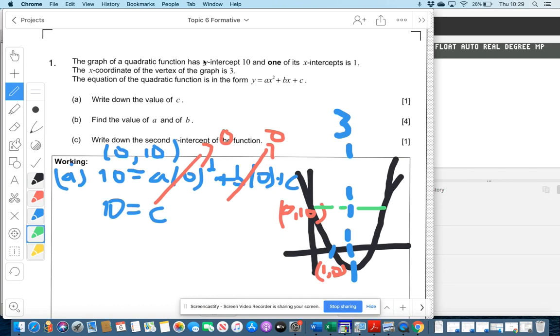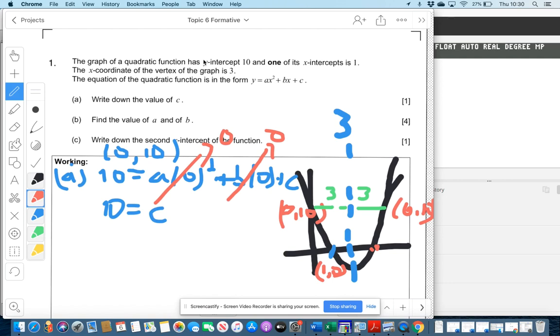We have x equals 3 up top there. So the distance between 3 and 1 here is 2, or the distance between 3 and 0 is 3. So let's use that distance, okay? If this distance is 3, then 3 plus 3 is 6. So I can figure out the coordinates of another point over here, 6, 10.